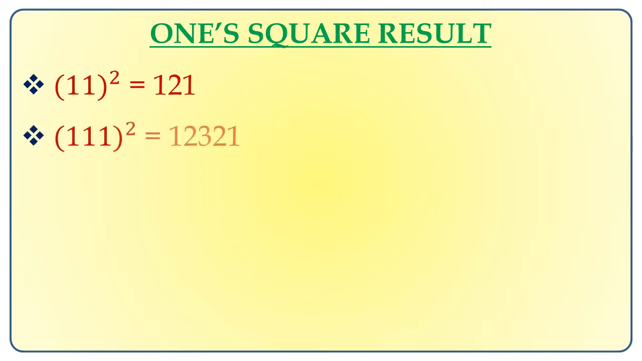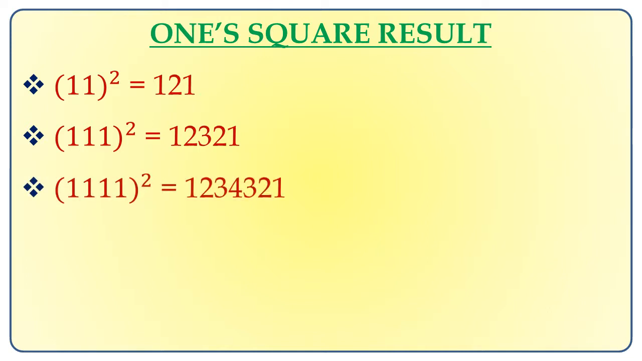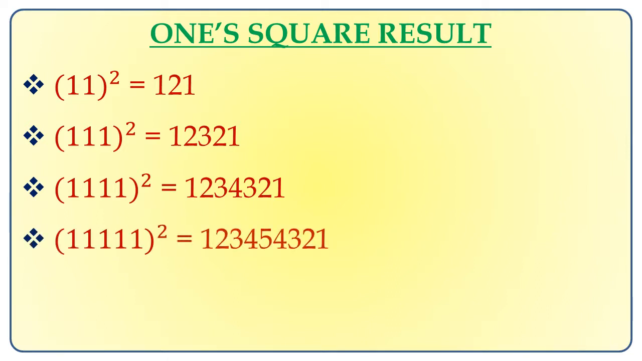Now triple 1 square. So count the number of 1. It is 3 times. So our result will be 1, 2, 3, 2, 1. It's quite simple. It's very easy. 4 times 1 square. Just count 1, 2, 3, 4, 3, 2, 1. That's all. 5 times 1 square. So just count the number of 1. It is 5. And simply start writing just after looking at the question. So our answer is 1, 2, 3, 4, 5, 4, 3, 2, 1.